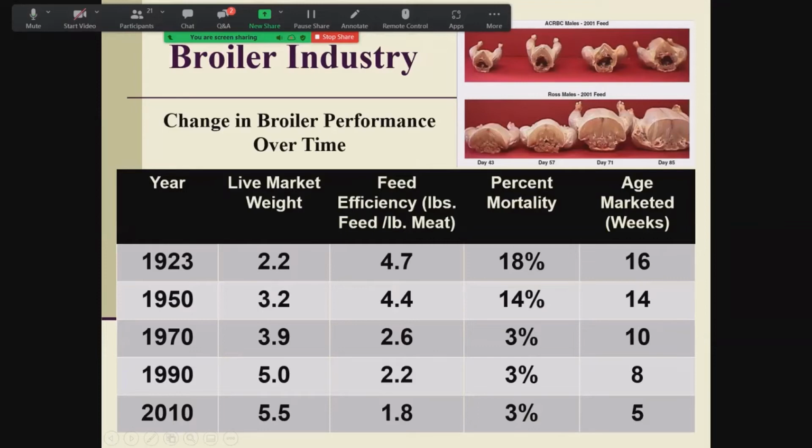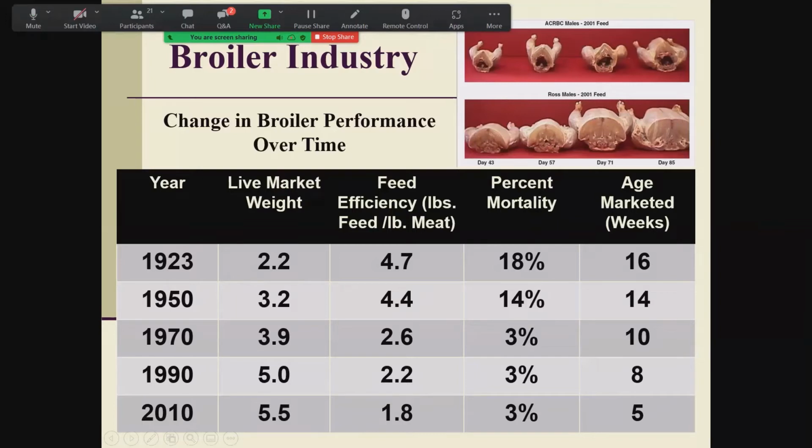In 2010, we had 5.5 pound live weight birds, again 70% yield, on 1.8 pounds of feed per pound of meat produced. Today, we're closer to 6 pounds and 1.6 pounds of grain or food for every 1 pound of meat produced. And our mortality is at around 3% on a national average. And these birds reach that weight by 5 weeks of age.